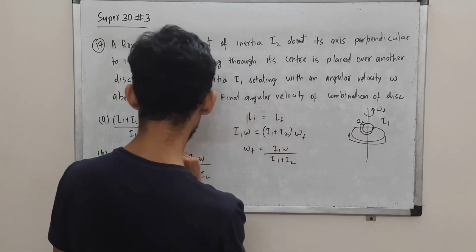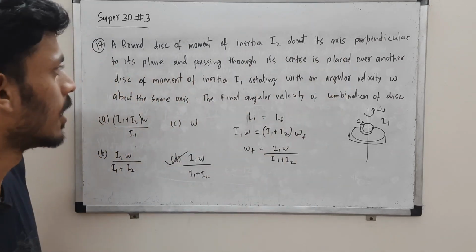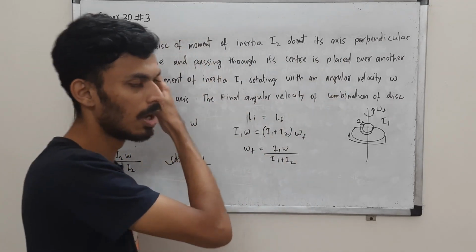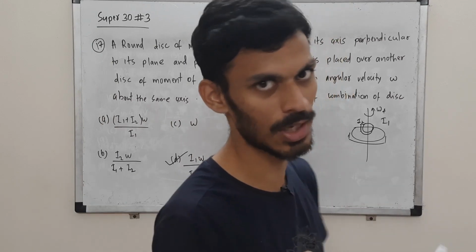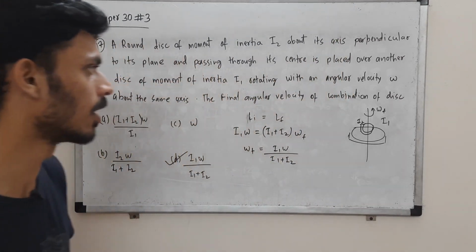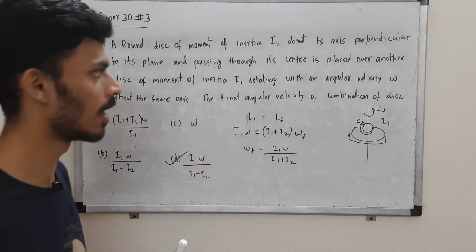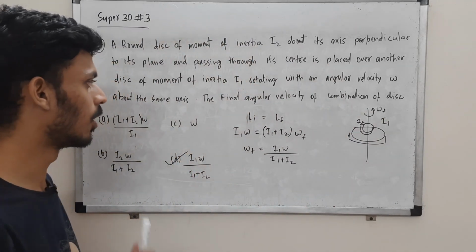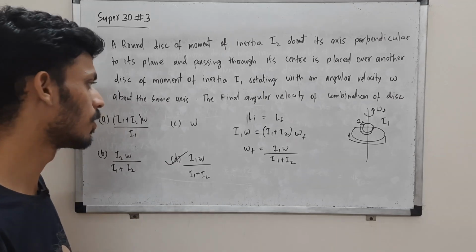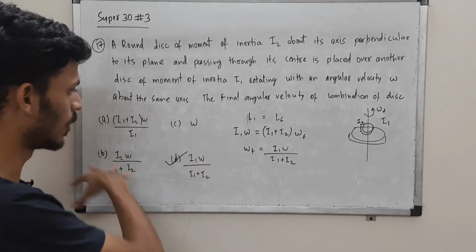Very simple, but do try it yourself and see if you understand the language of this question, because that is very important. You are supposed to know what is I1, which one is moving with omega, what is introduced, and what will be the resultant velocity. If you mismatch that, you might end up on one of these wrong options.